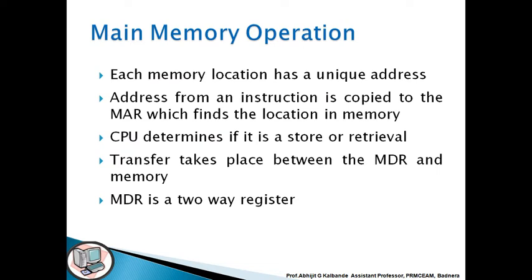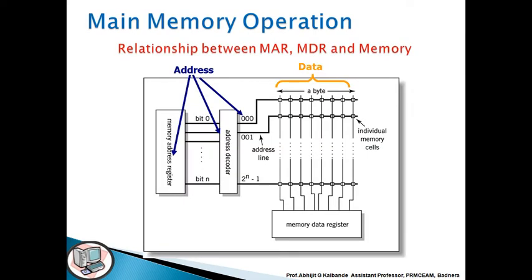Each memory location has a unique address, where the address from the instruction is copied to the MAR, that is the memory address register, which finds the location in the memory, where the CPU determines if it is a store or a retrieval. The transfer takes place between the MDR and the memory. This MDR is a two-way register. Here you can see the relation between MAR, MDR and memory.